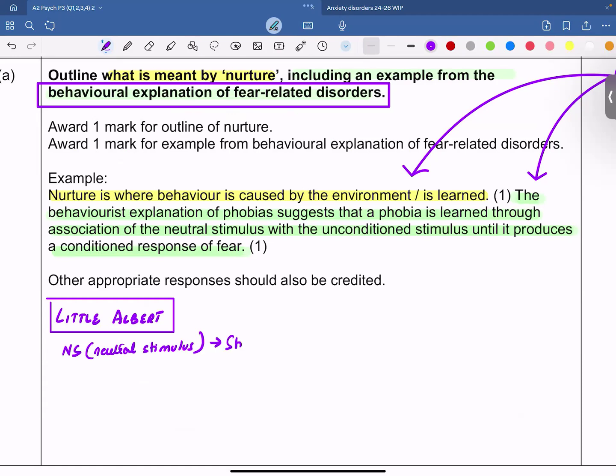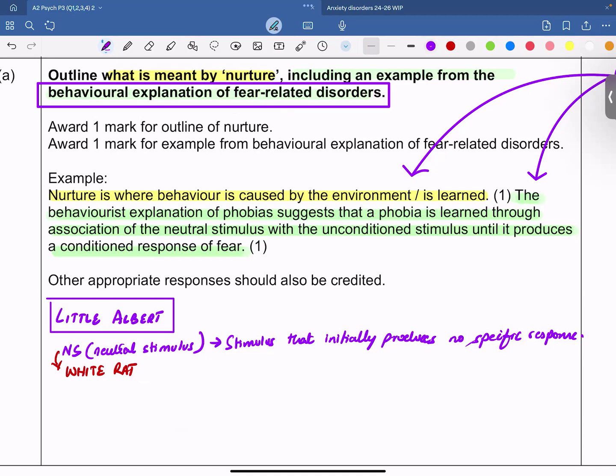A stimulus that initially produces no specific response. And if I connect this with the study that was conducted on Little Albert, the white rat, if you remember, was the neutral stimulus, because the little boy Albert initially showed no fear of it and played with it very comfortably. So in the study by Watson and Rayner, the white rat can be seen as the neutral stimulus over here.